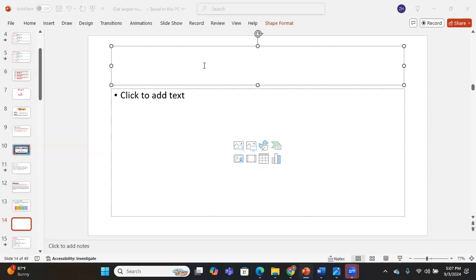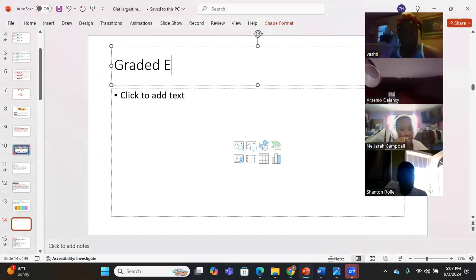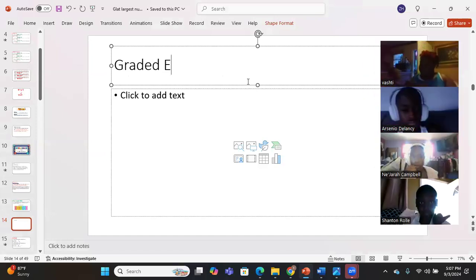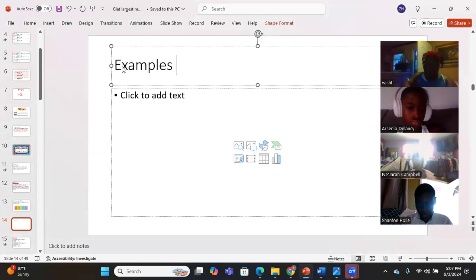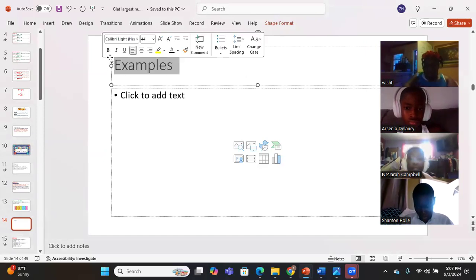All right. So let's begin with the graded exercise. Write this down for me, please. This is graded exercise number 1. No, we're not on the graded exercise. Examples. We haven't done any examples. So let's begin with our examples.